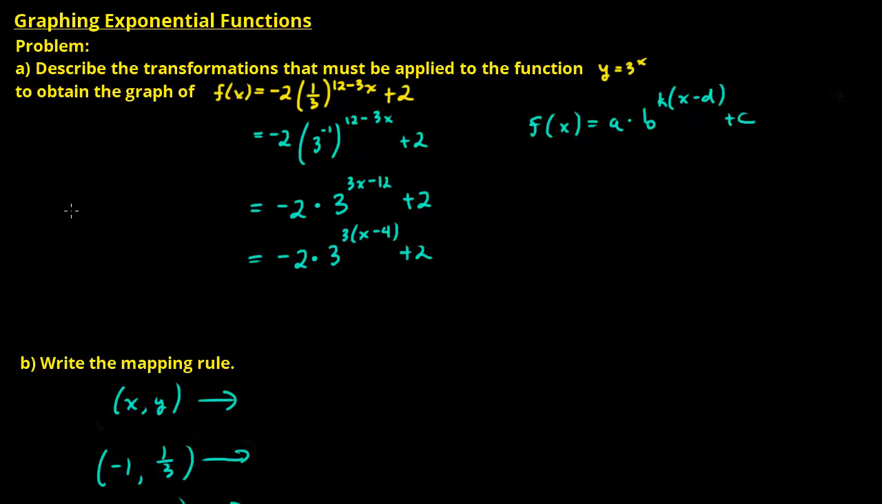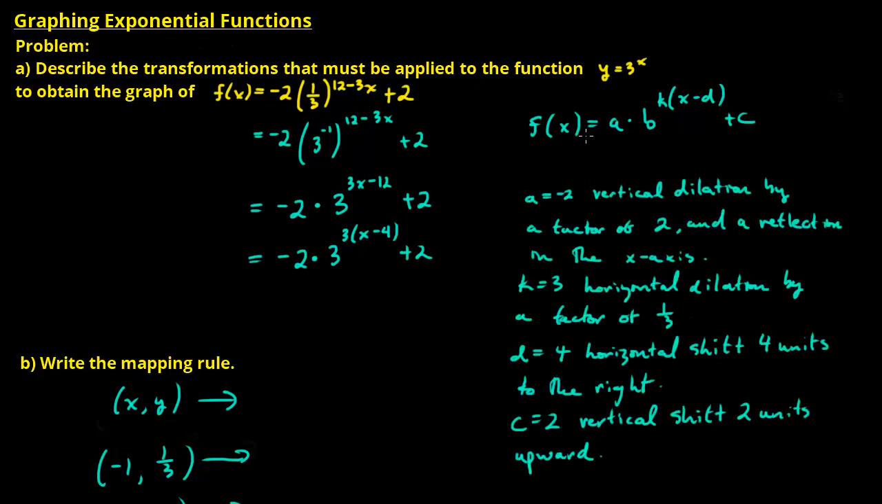So let's look at what these values actually do. Here I've written it out just to save some time. a being equal to negative 2, we looked at in the last unit, is a vertical dilation, or a vertical stretch by a factor of 2. Since a is negative, it's also a reflection in the x-axis, or a reflection about the x-axis. k is equal to 3, so this is a horizontal dilation by a factor of a third, or we could also say a horizontal compression by a factor of a third. d is equal to 4, so this is a horizontal shift 4 units to the right. c is equal to 2, so this is a vertical shift 2 units upward.